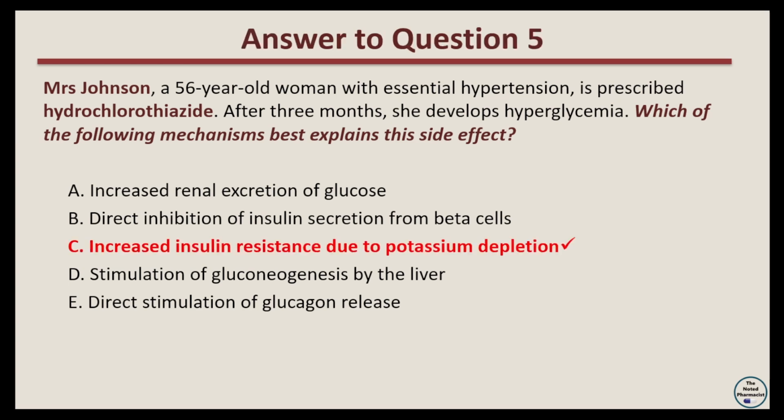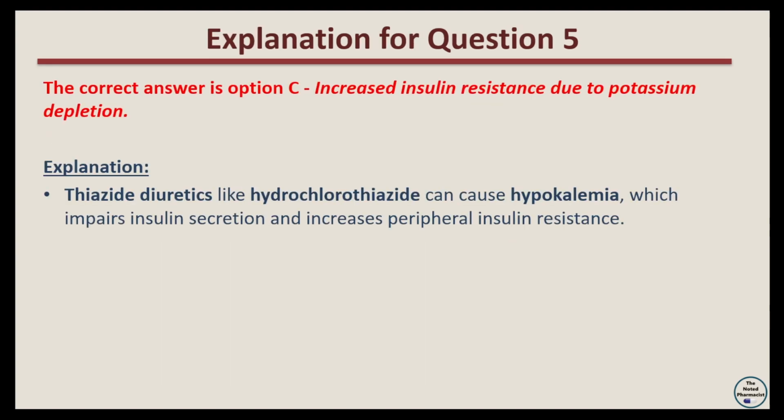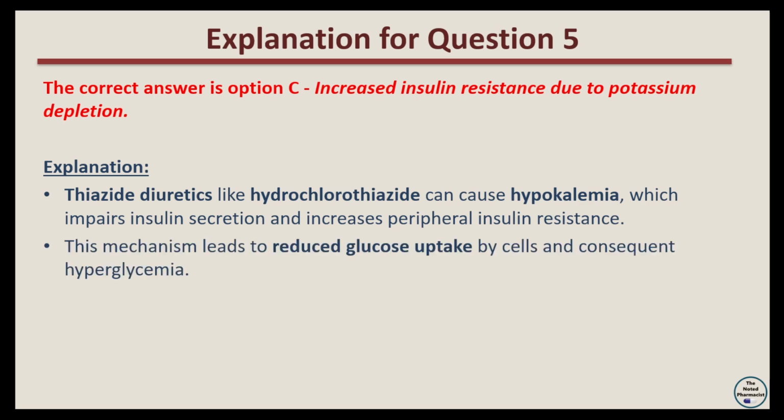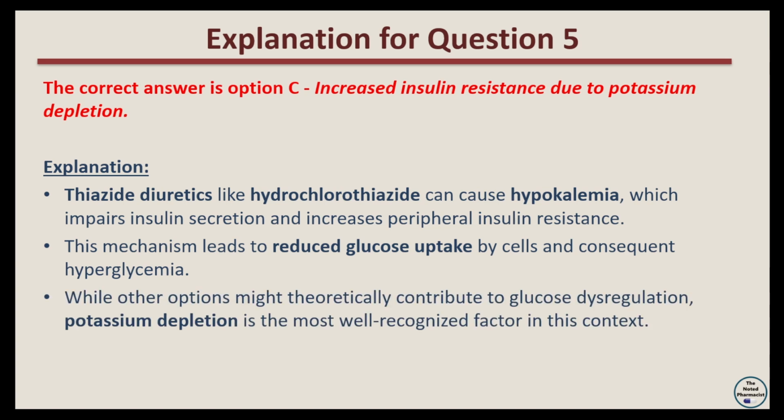The correct answer is option C, increased insulin resistance due to potassium depletion. The explanation is that thiazide diuretics like hydrochlorothiazide can cause hypokalemia, which impairs insulin secretion and increases peripheral insulin resistance. This mechanism leads to reduced glucose uptake by cells and consequent hyperglycemia. While other options might theoretically contribute to glucose dysregulation, potassium depletion is the most well-recognized factor in this context.